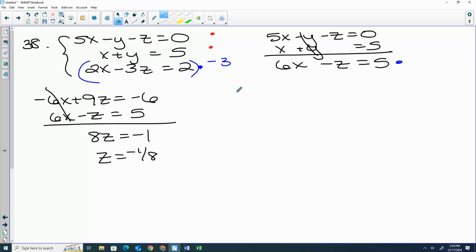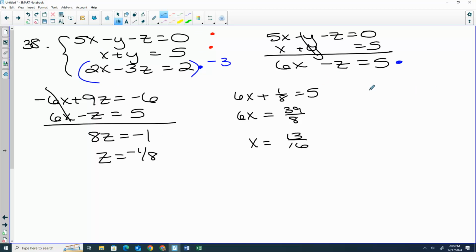Once you have one of your variables, you can work backwards to get the others. So if I wanted to plug it in right here, 6x minus z, so minus negative would make plus 1/8 equals 5. We subtract that 1/8. Divide by 6. We get 13/16. You guys with me so far? Now I have x and z. We just need y, so you can go to any of the equations.